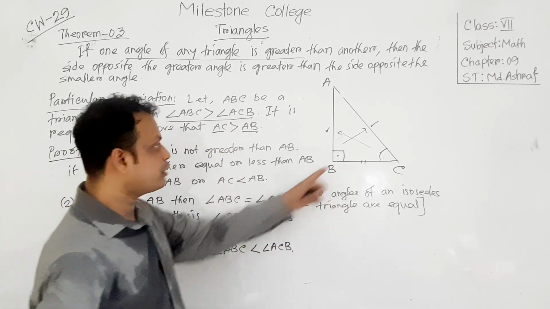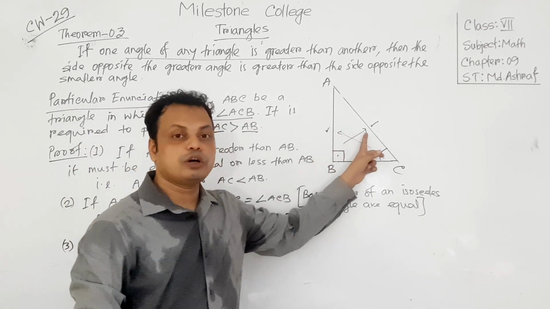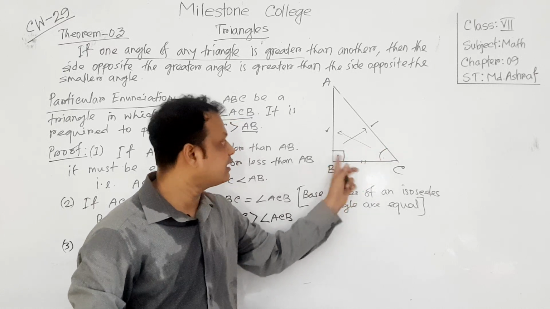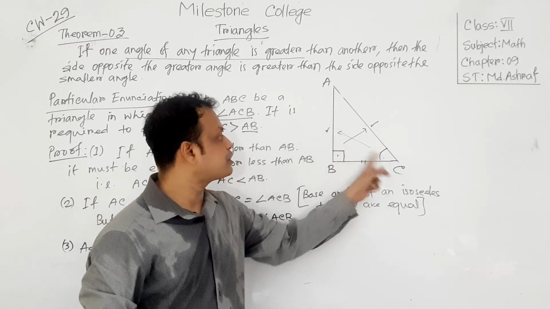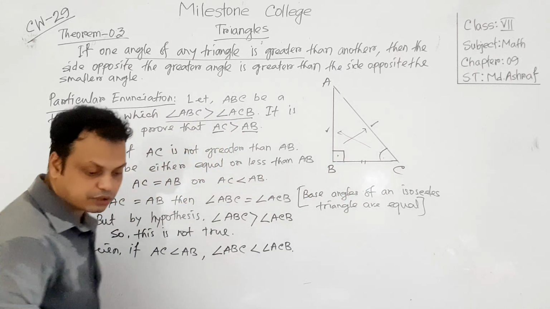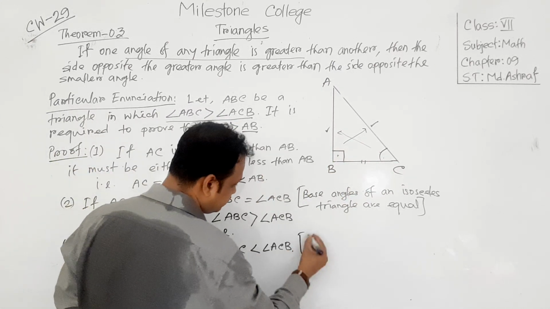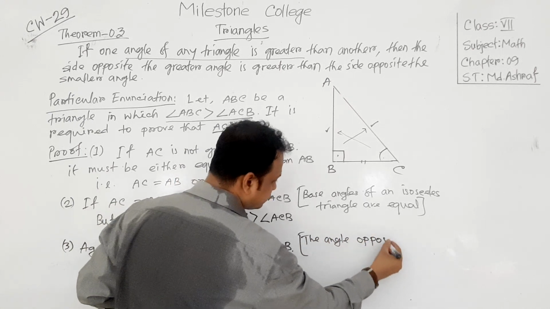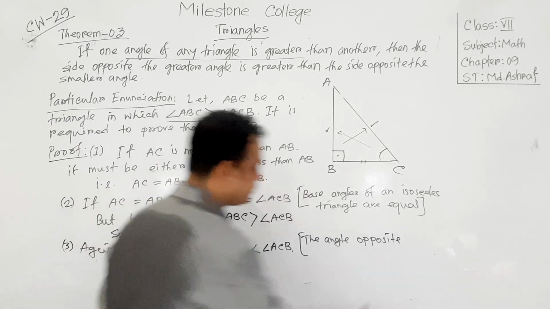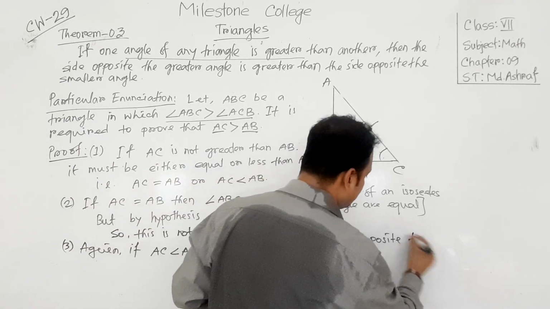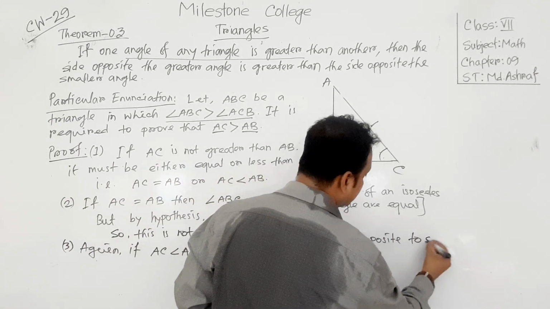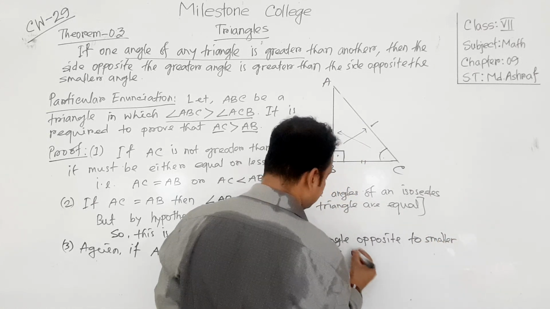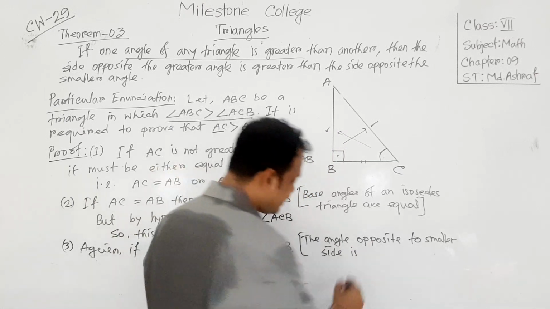That means from theorem 2, what have you got? The opposite angle of the smaller side will be smaller than the opposite angle of the greater side. So we'll give the side note: the angle opposite to the smaller side is smaller.